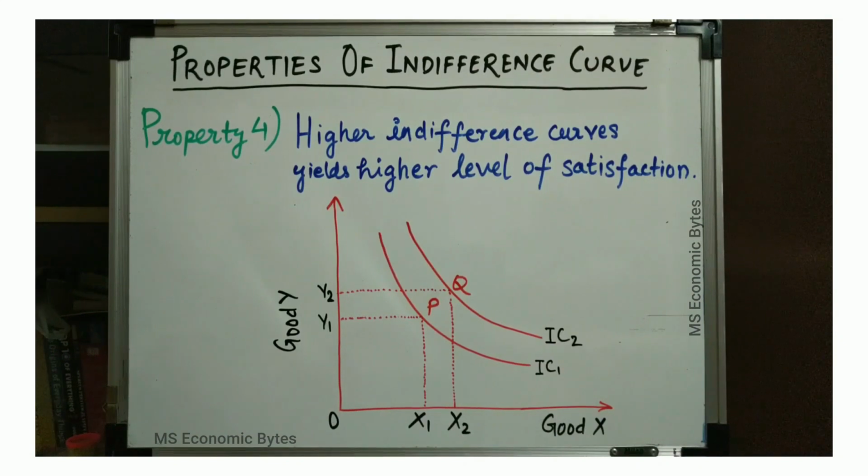And as a matter of fact, it is already known that the total utility has a tendency to increase when the stock of goods at the disposal of the consumer increases. Now, since at point Q, naturally the consumer has more of good X and more of good Y as compared to point P, therefore the consumer yields more utility and more satisfaction at combination Q than at P. Since Q is on indifference curve IC2, which is a higher indifference curve, this proves that a higher indifference curve yields a higher level of satisfaction.